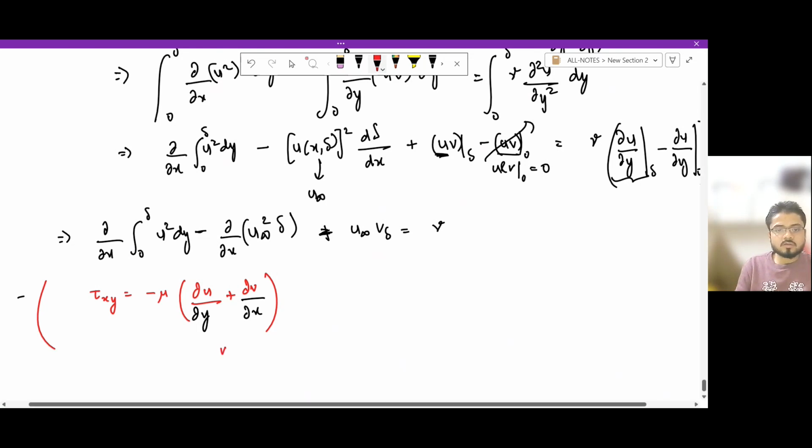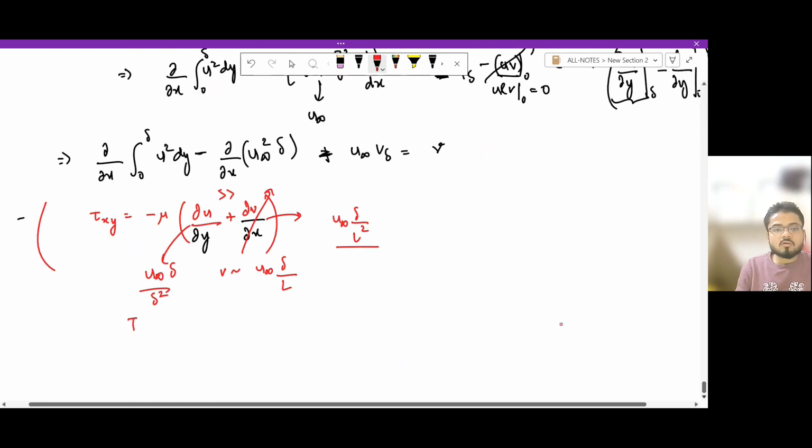So we already know that v is of the order of u infinity delta over L. So del v over del x is of the order of u infinity delta over L squared, and del u over del y is of the order of u infinity by delta. So multiply both sides by delta. This is u infinity delta over delta squared, and this is u infinity delta over L squared. So this term is much, much greater than this term, and this term can be conveniently neglected. So tau xy would effectively be minus mu del u over del y.